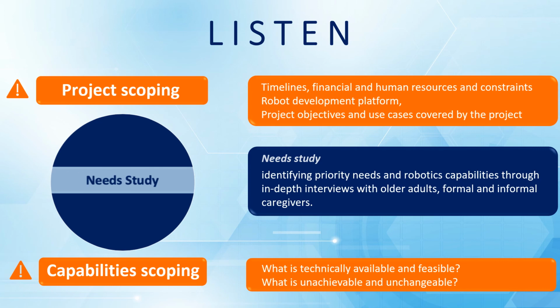The needs study itself identifies the priority needs through in-depth interviews with older adults, formal and informal caregivers. This is matched with the robot capabilities. The second checkpoint, capability scoping, assesses what is technically available and feasible and unachievable and unchangeable in the project, as a good landmark for the next phase.